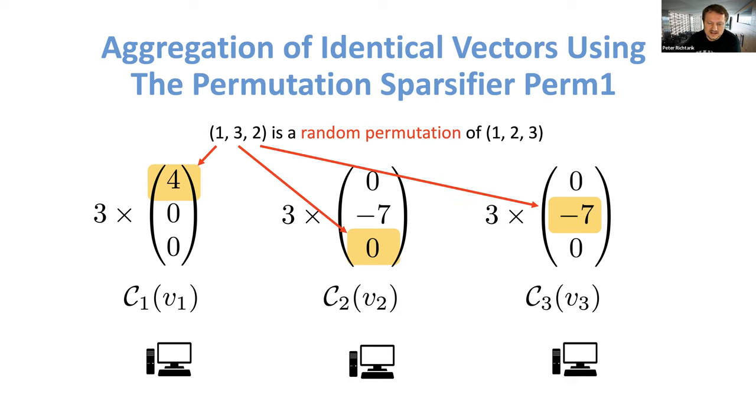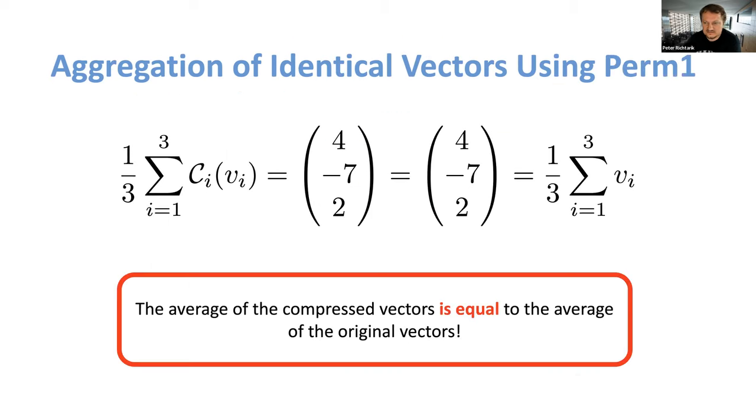So 1, 3, 2. So the idea is to choose a random permutation of these elements, and then the first client would choose the first element in that permutation, which happens to be one. The second client chooses the second element in the permutation, which happens to be three, and the last client chooses the last one. So by doing this, and of course, assuming that all of these vectors that we wanted to aggregate were identical in the first place, we would hope ideally to achieve that this compressed communication actually leads to exactly zero variance. We have recovered the average of those VIs precisely without any error whatsoever.